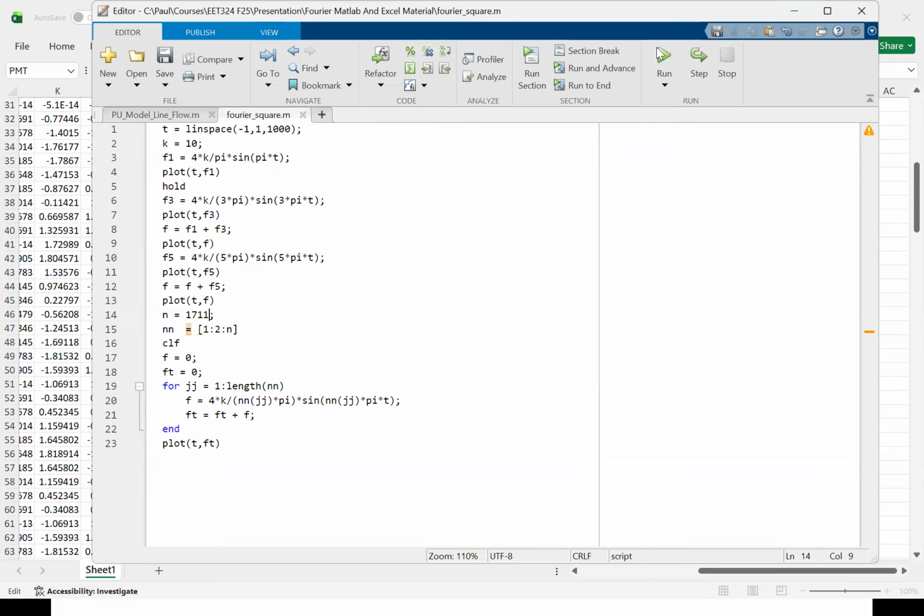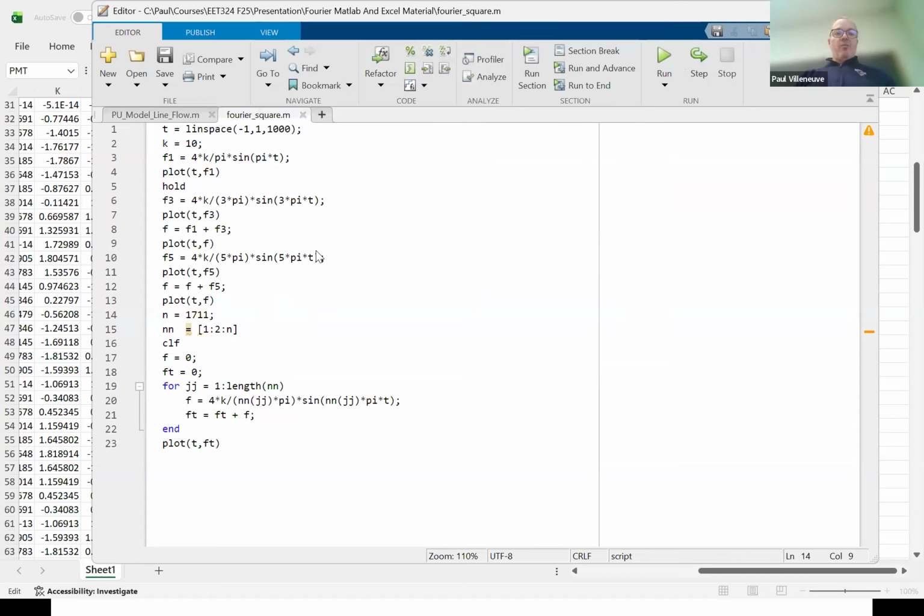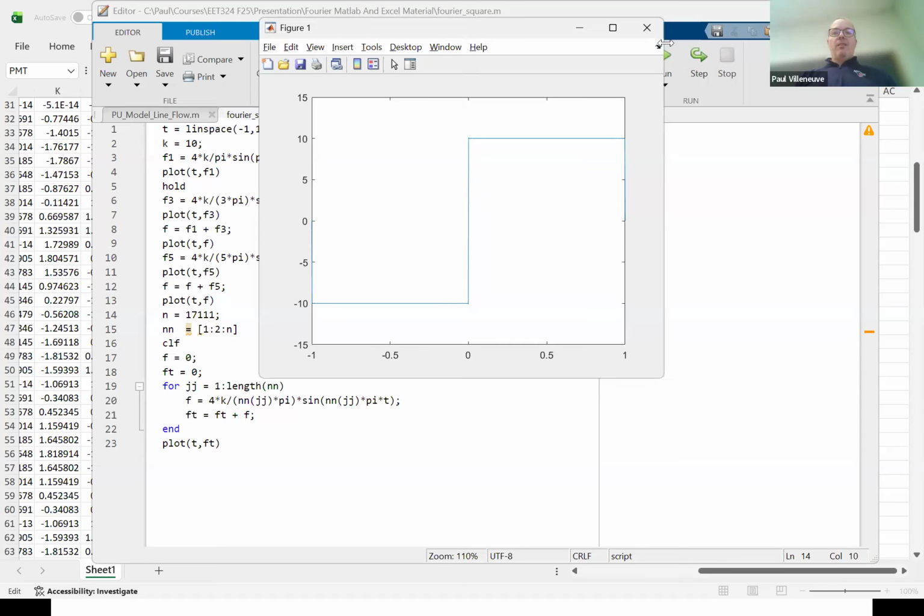Hardly any change. But this is doing all the way up to the harmonics up to 17,111. Nice. Let's go one more. Almost don't even get any of that little change.